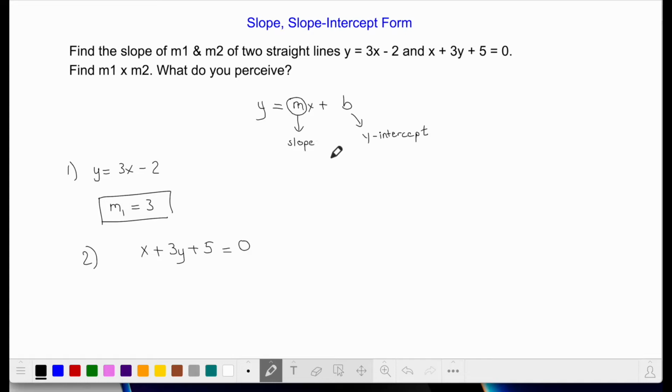In this equation, we do not have the equation in slope-intercept form. So we can adjust the equation by leaving y alone on the left-hand side, like the slope-intercept form. So now we are going to move x and 5 to the right side, and that will be negative x minus 5. The next step is dividing by 3 on both sides, and in that case the 3 will cancel out on the left side, and we have negative x by 3 and negative 5 by 3.